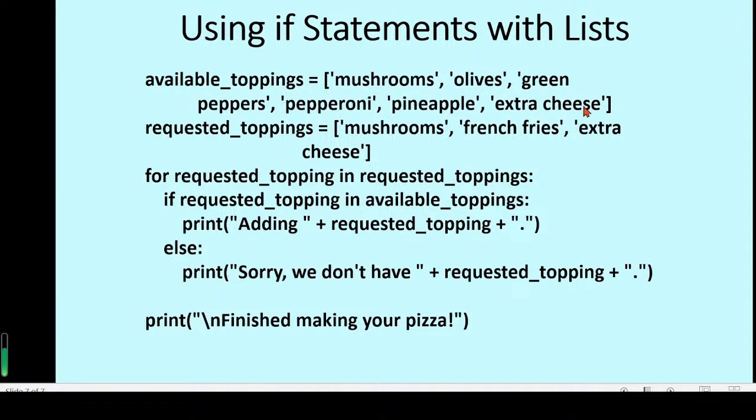available_toppings is a list we created, and requested_toppings is another list created for the requested toppings from the customer. Then we will write a for loop. For each requested topping in requested_toppings, we will check if this requested topping is in the available_toppings list. If the test is true, then we print adding this requested topping. Otherwise, if this requested topping is not in the available_toppings list, then we will run another message. We tell the customer, sorry, we don't have this topping.